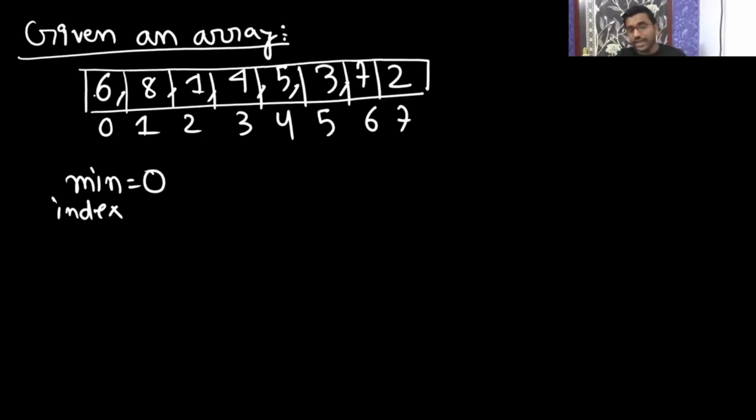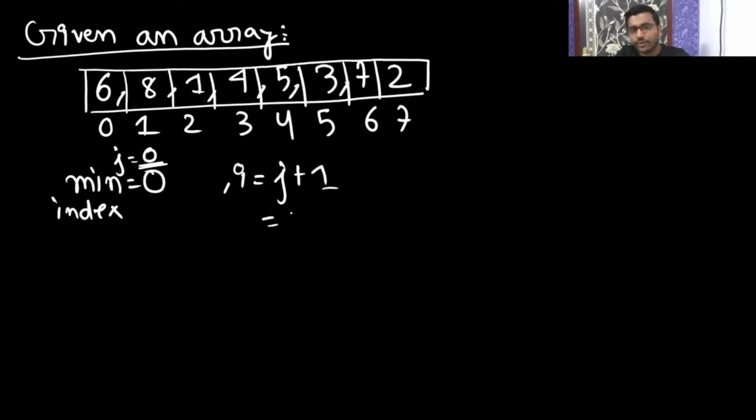We are human. By seeing the list, we can say that 1 is the smallest. But the machine is not that intelligent. I need to give a brain to the machine. So the minimum index, I'm assuming, is 0. Then I will compare using variables i and j, where j is i plus 1. I will start from here.